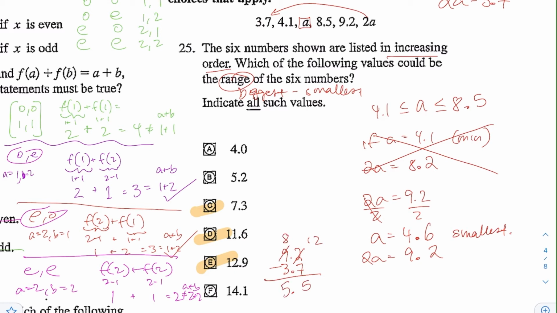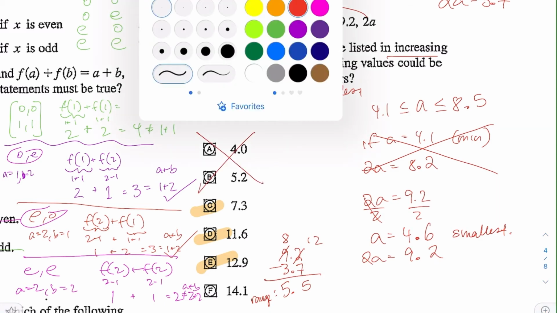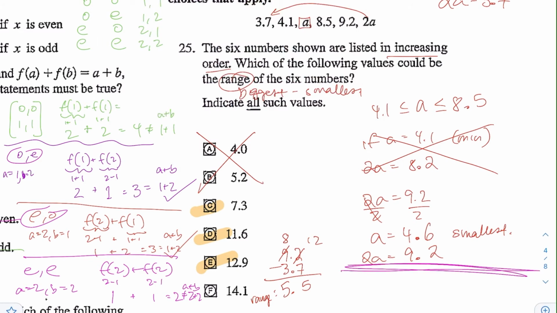That'll be 5.5. So it has to be at least 5.5. The smallest range has to be at least 5.5. So A and B can't be it. Now the other piece is that you can have a maximum, and that's if A is equal to 8.5.